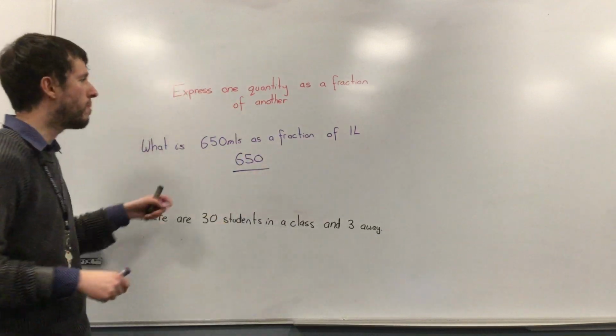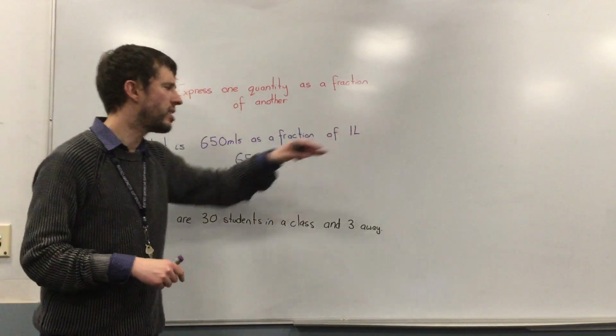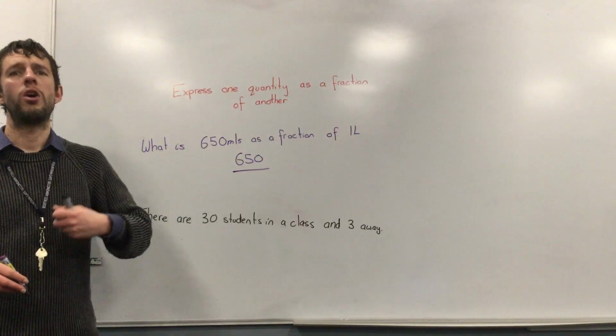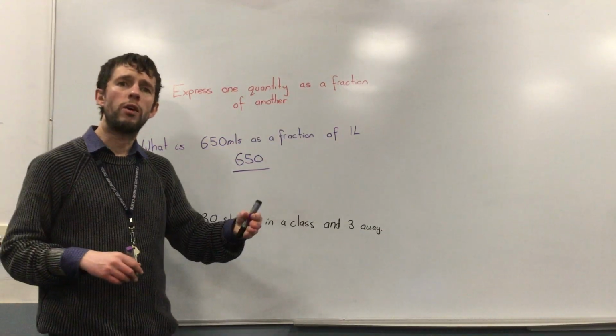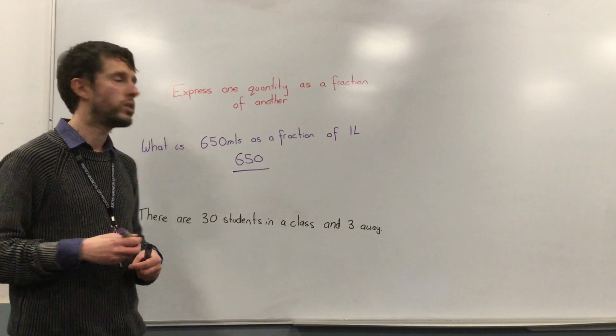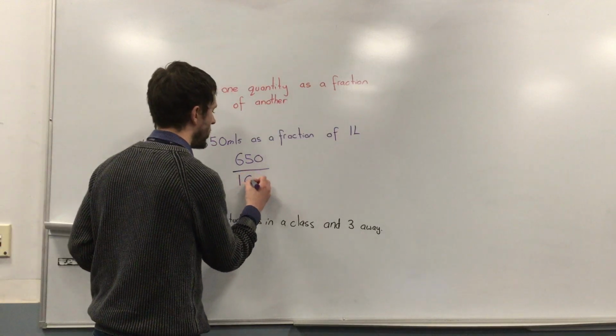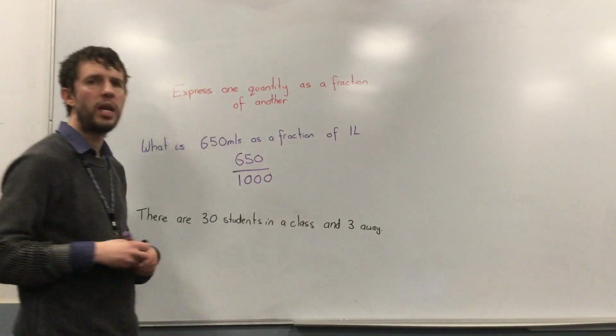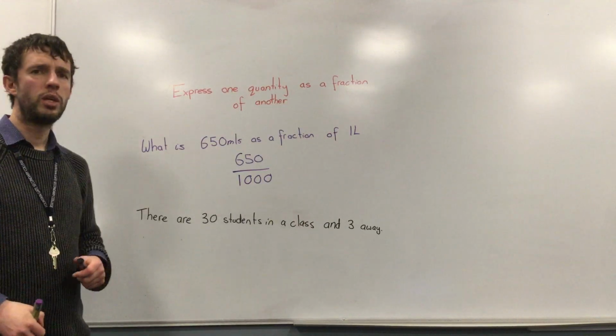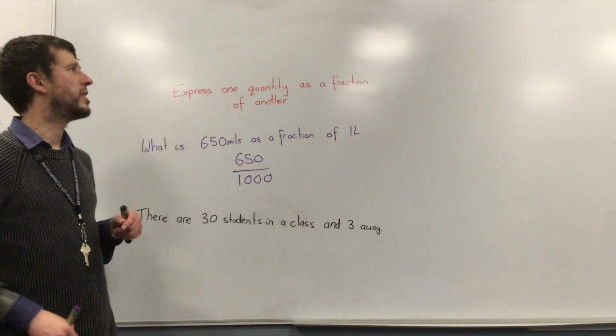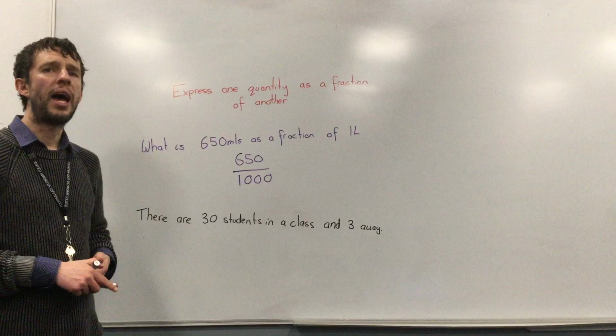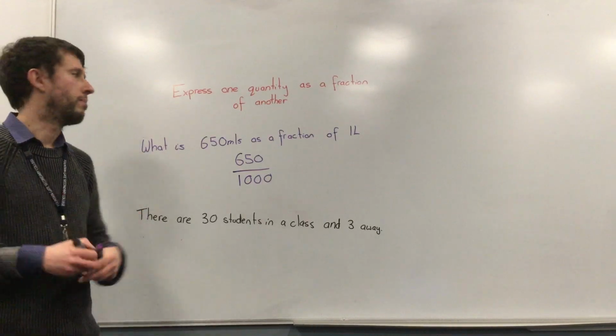And we're talking about the amount out of a litre, but a litre is not in mils. But I can use my prior knowledge: if there are 1,000 mils in a litre, I can write it as a fraction. Now I've written it as a fraction, I have expressed one quantity as a fraction of another, but I haven't made it in the simplest form.